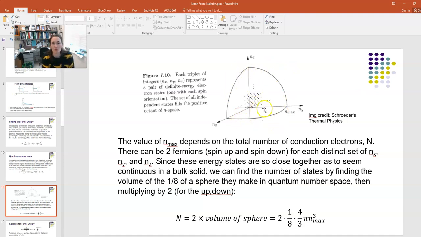So you've got 1/8 of a sphere, so the volume of a sphere, of course, is 4/3 pi r cubed, right? So we have 1/8 times 4/3 times pi times n max cubed. Remember, we think of n max like we think of the radius of our little 1/8 sphere. And then we multiply that by 2, because we've got a spin up and a spin down for each quantum state. So that gives us big N is equal to 2 times 1/8 times 4/3 times pi n max cubed.